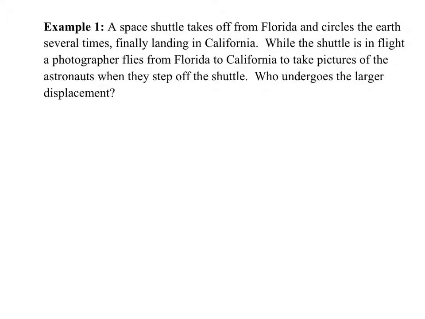Really? So somebody leaves Florida on a space shuttle, they take off, they circle the Earth a couple times, doesn't matter how many times, and they land in California. While this is happening, the shuttle is up in orbit. At the same time, or maybe a different time but around the same time, a photographer flies directly from Florida to California so that he can take pictures of the astronauts as they're landing. Okay? And the question is, who undergoes the larger displacement of the two? This is just to really emphasize the difference between displacement and distance.